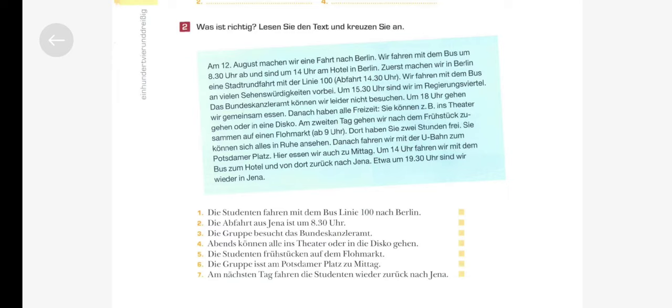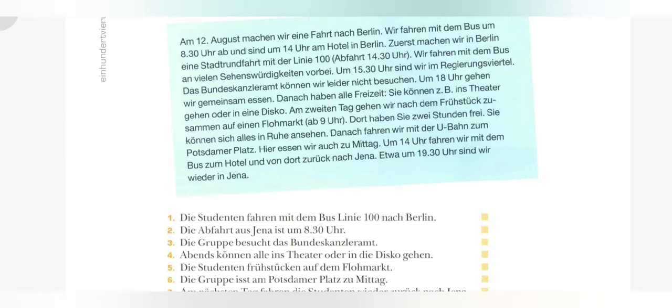Am zweiten Tag gehen wir nach dem Frühstück zusammen auf einen Flohmarkt 9:00. They are saying on the second day after breakfast we go to a flea market together from 9 a.m. Dort haben sie 2 Stunden frei. Sie können sich alles in Ruhe ansehen. Danach fahren wir mit der U-Bahn zum Potsdamer Platz. Hier essen wir auch zu Mittag. 14 Uhr fahren wir mit dem Bus zum Hotel und von dort zurück nach Jena. Etwa 19:30 sind wir wieder in Jena.